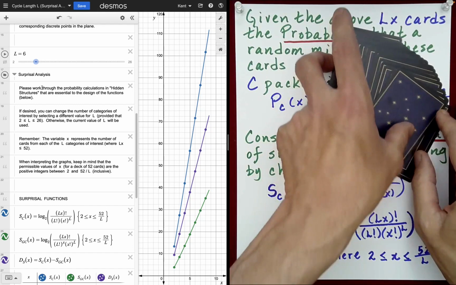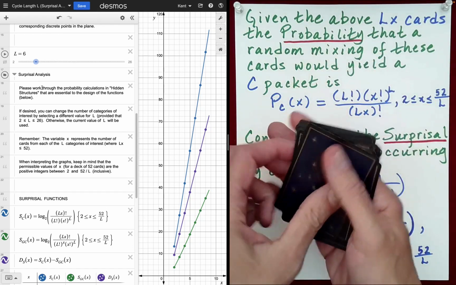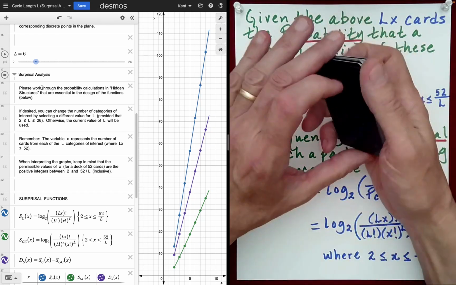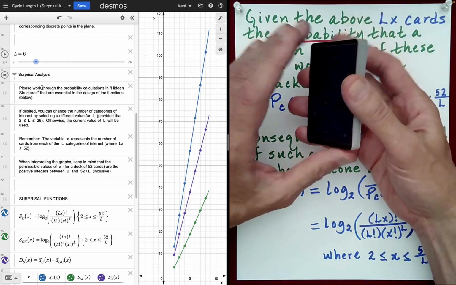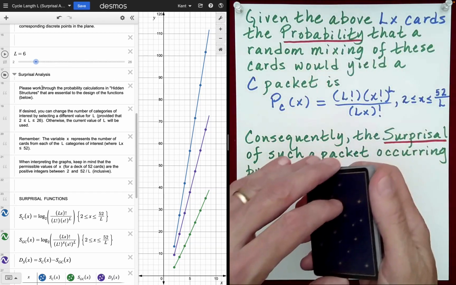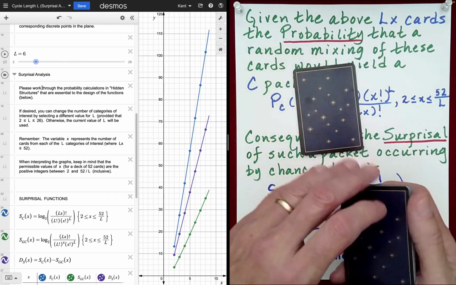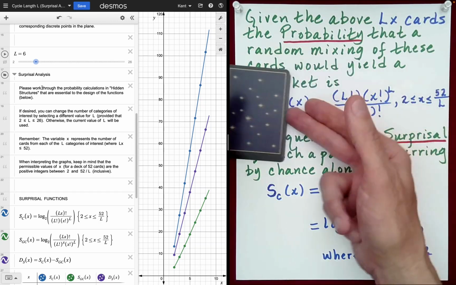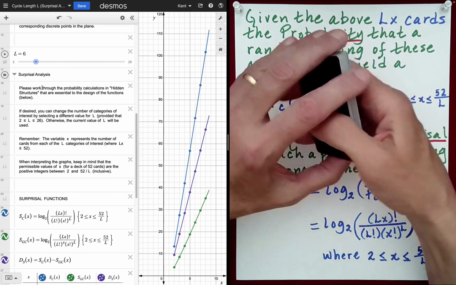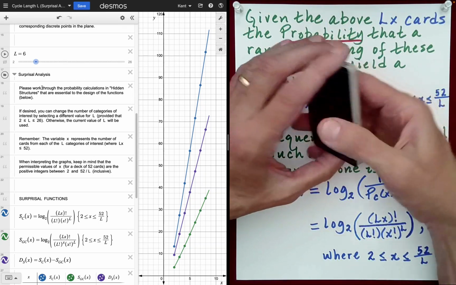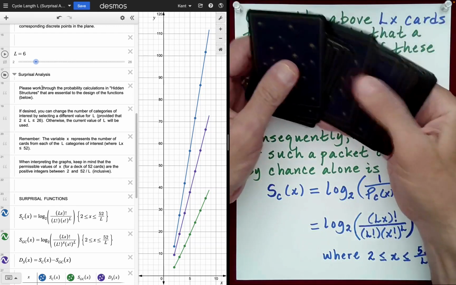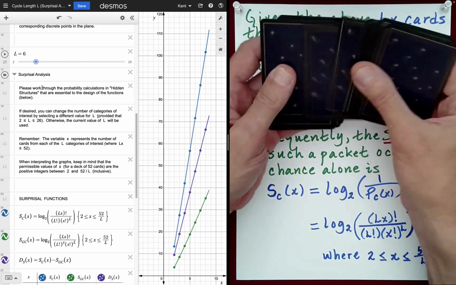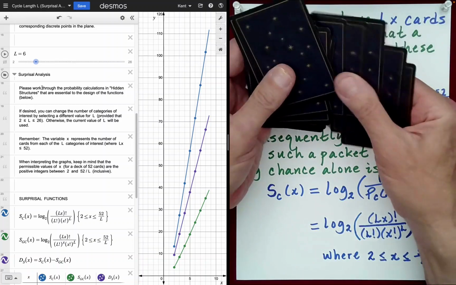Now, for those who have watched very many videos on the Hidden Structures channel, you'll know that once you have a cyclic packet, it's invariant or unharmed by packet cuts. You can cut it as many times as you like. Something that's far more powerful is something called the Charlier shuffle. And I have a separate video that teaches you the Charlier shuffle.